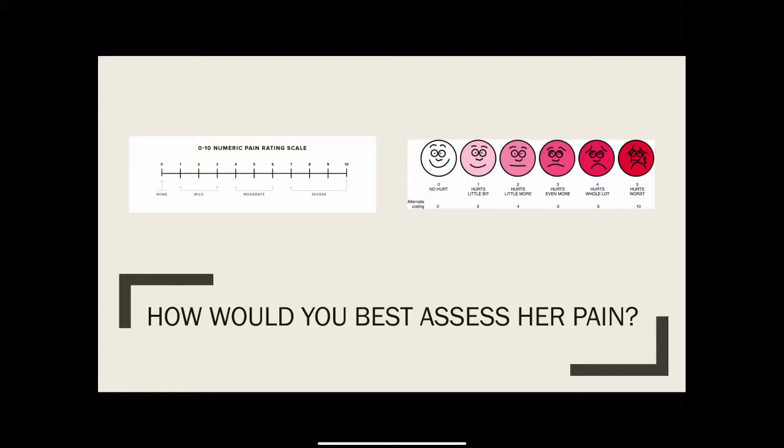But if you wanted to, you could also say, what if she was a toddler? Using something like the Wong-Baker pain faces scale might be more appropriate.